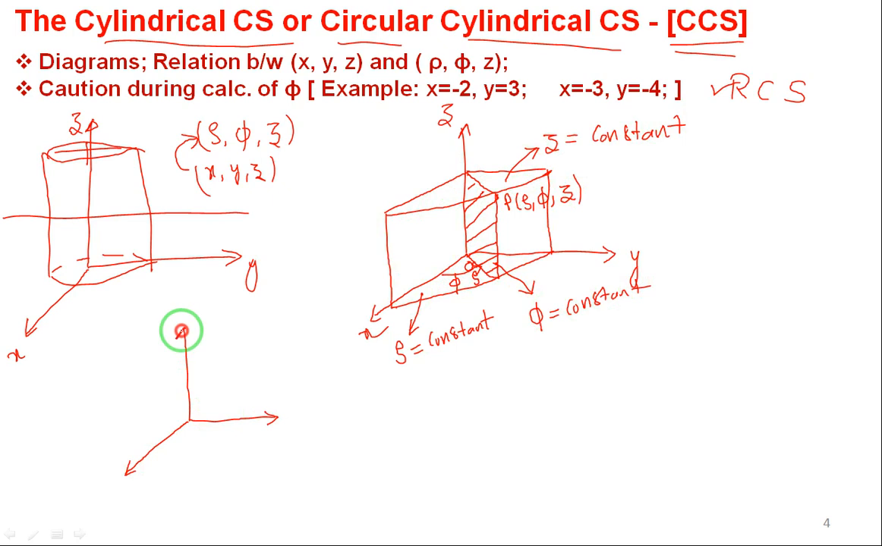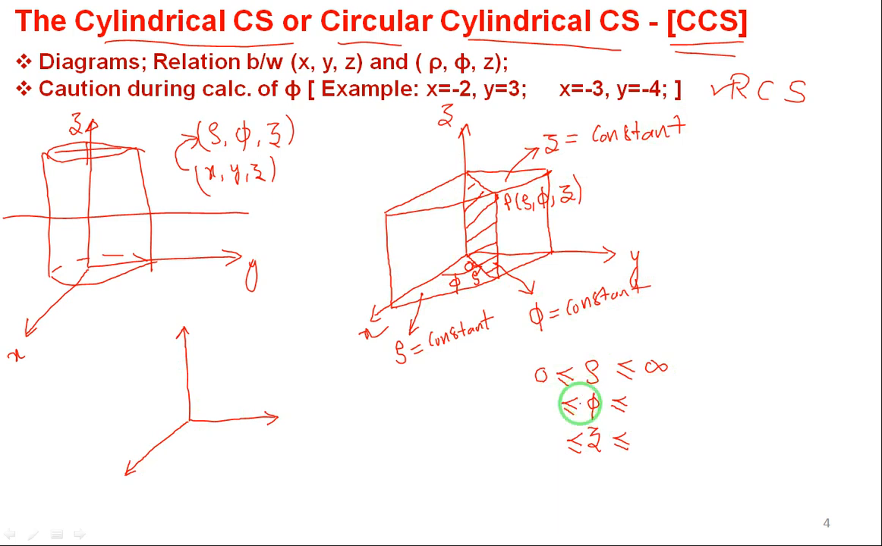Okay, before proceeding with this, we'll see what are the limits of rho, phi, and z. What are the limits on rho, phi, z? We'll see. Rho represents the radius of the cylinder. It is greater than or equal to 0 but less than infinity, right? So the radius can be either 0 or it may go towards infinity, the radius of the cylinder.